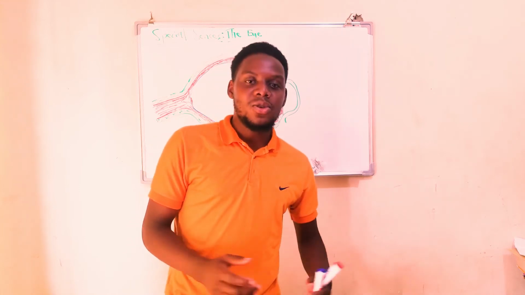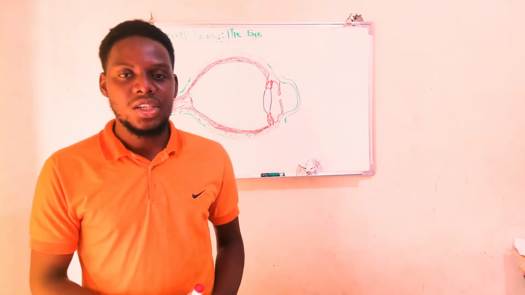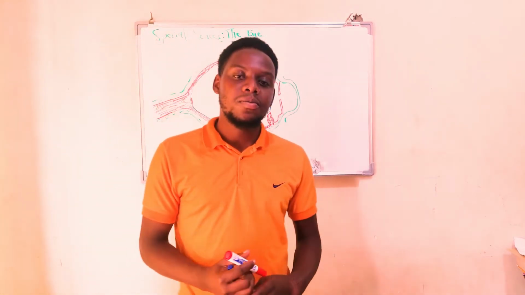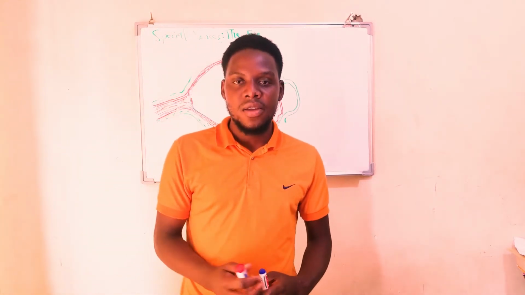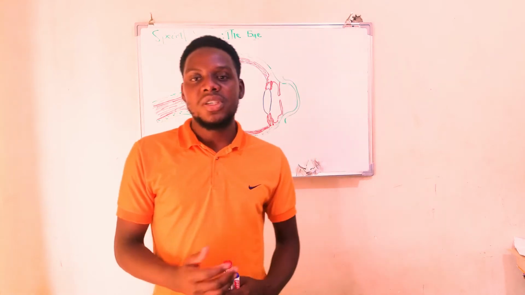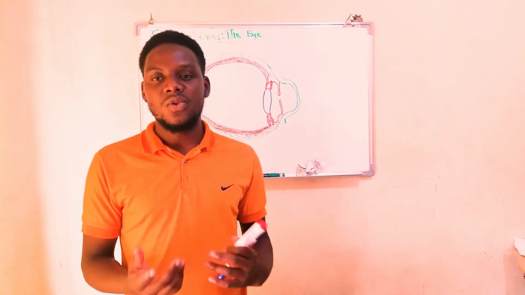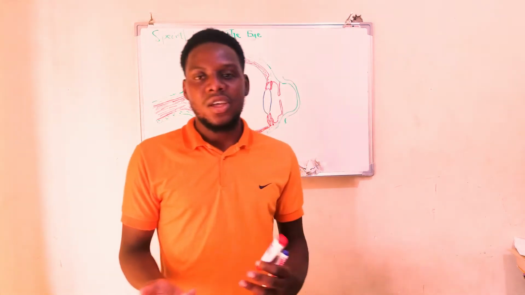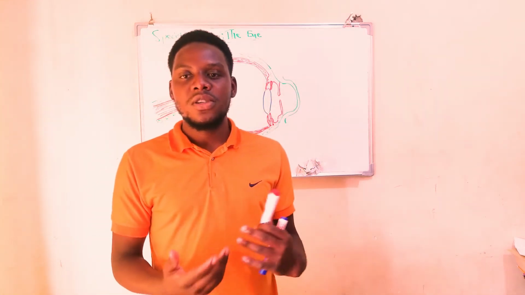So today we're going to look at neurophysiology and we're going to start with spatial senses. And in today's video we're going to start with the eye. So what are spatial senses? Spatial senses are sensations that require specialized organs. Sensations can either be somatic or spatial.